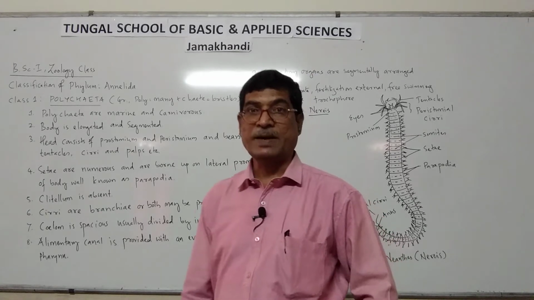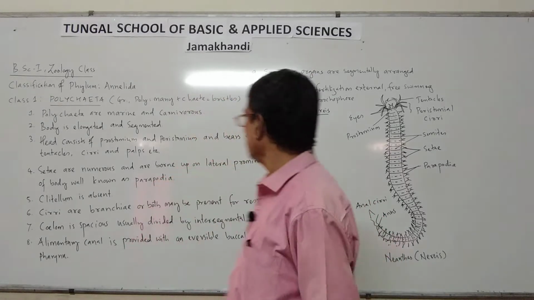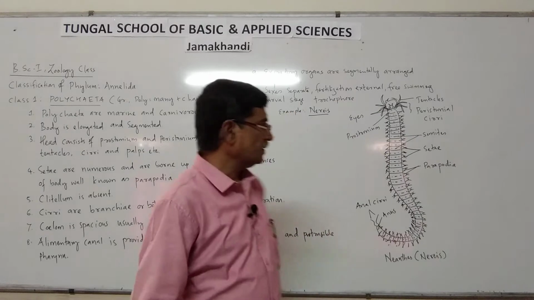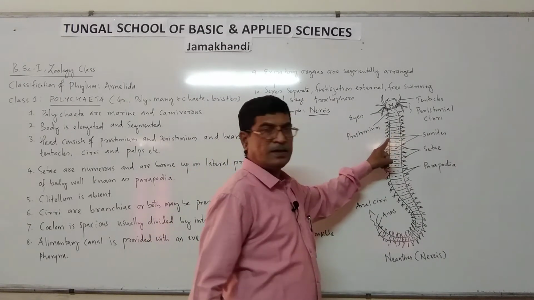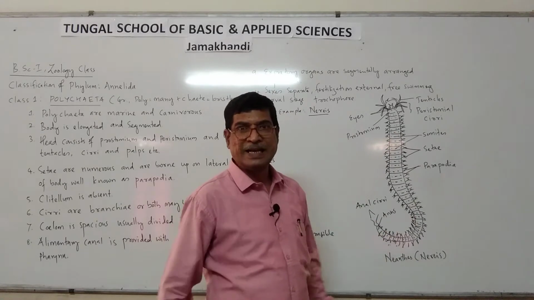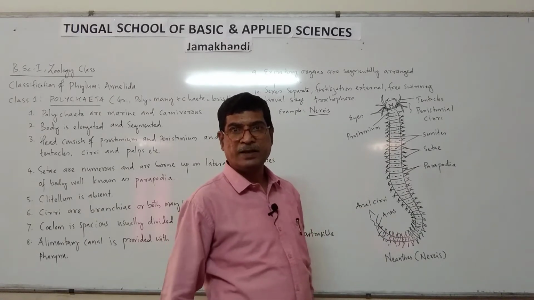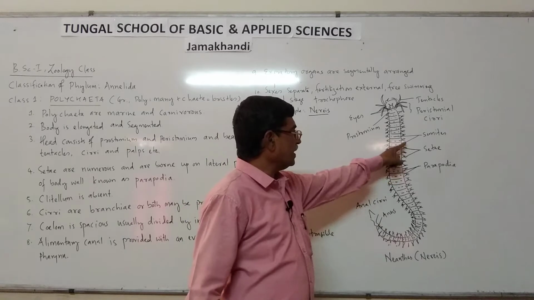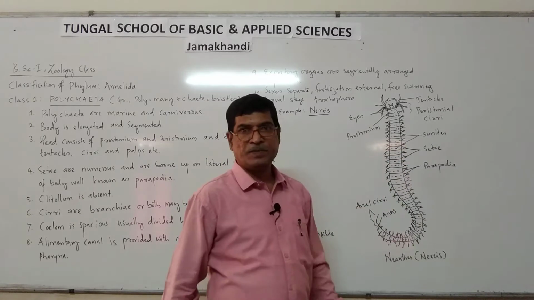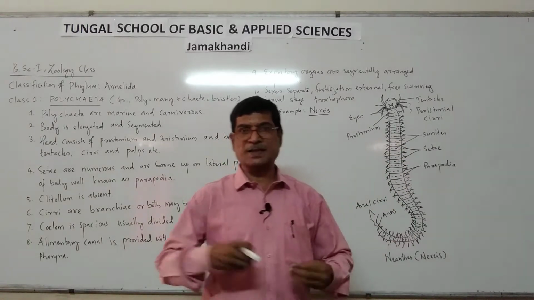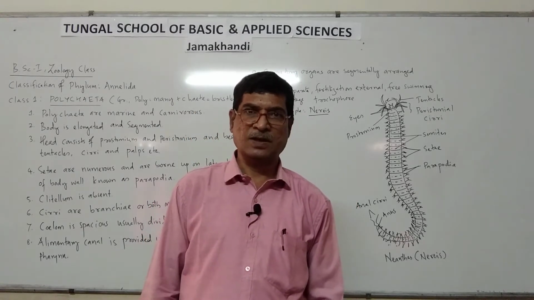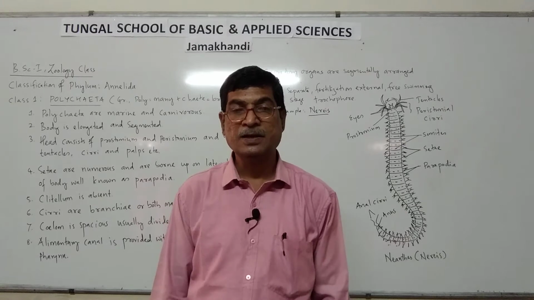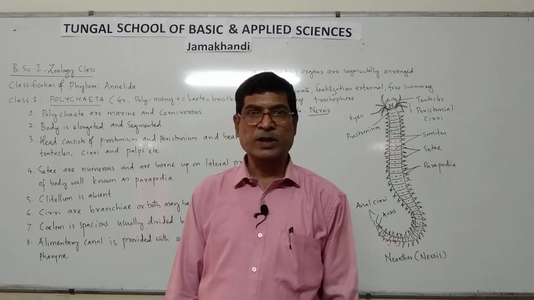And they are present on parapodia. So look here, these are parapodia. Lateral extensions of the body wall bear setae, bristles. So the number of bristles is more. Therefore, such annelidans come under class Polychaeta.